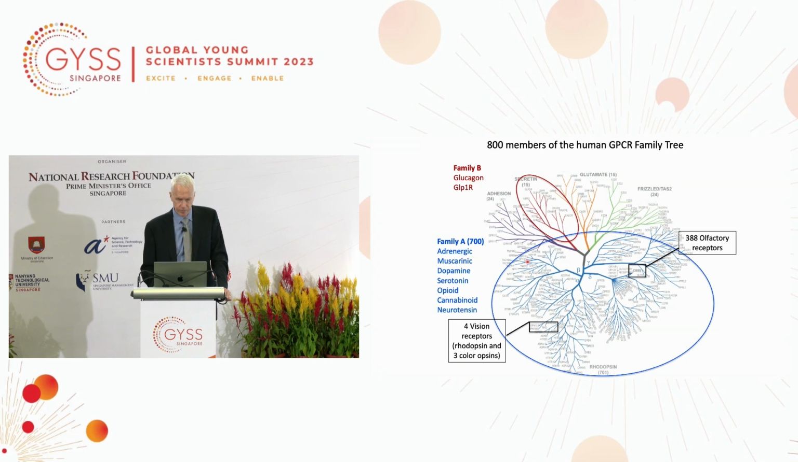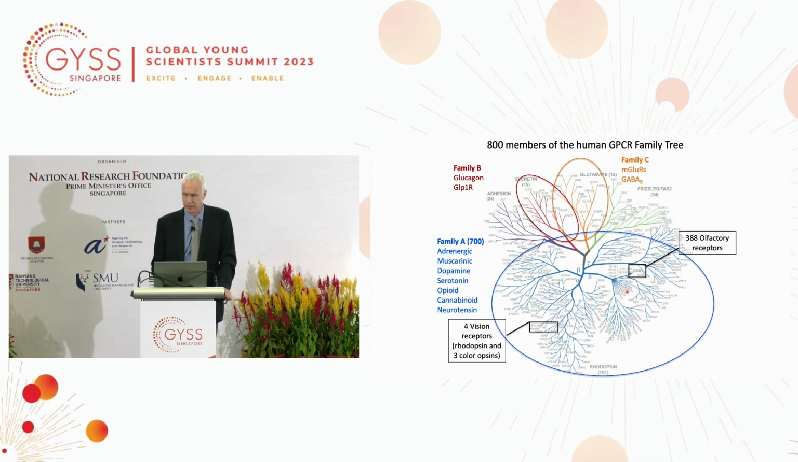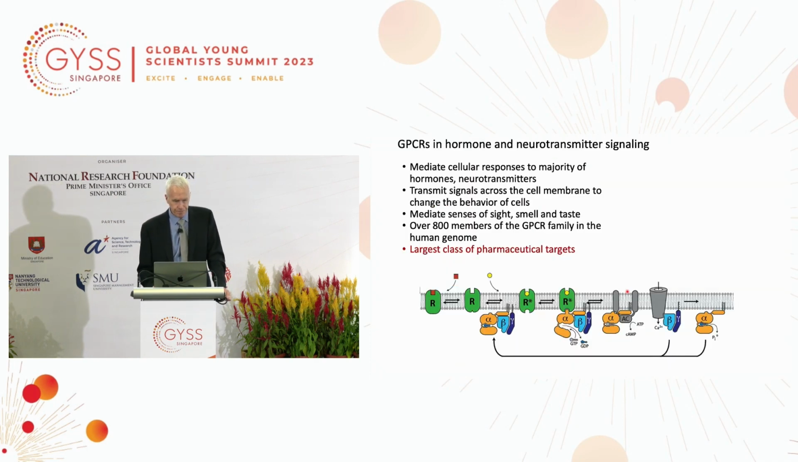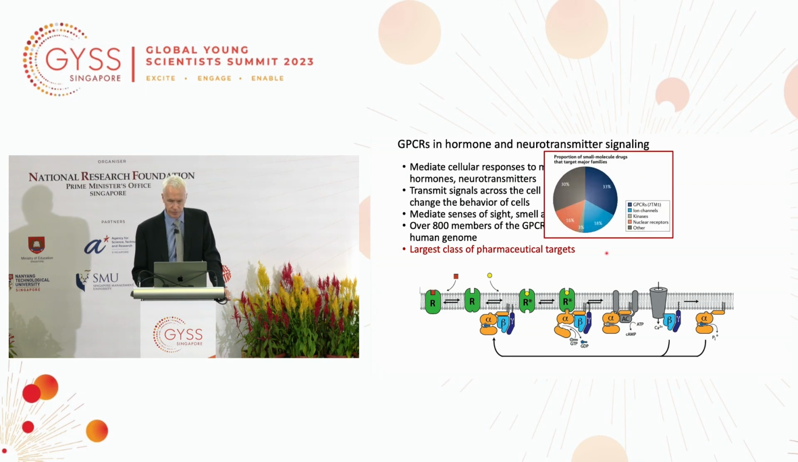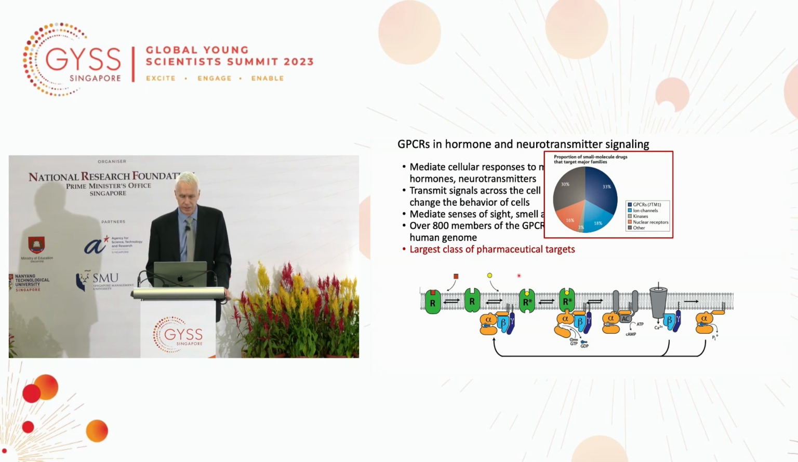My lab also works on some what we call family B and family C, but I'm only really going to focus our efforts on trying to understand family A. Because they're so important in detecting hormones and neurotransmitters, they have become the single largest class of pharmaceutical targets. And for this reason, we've been very interested in understanding how these proteins work in molecular detail. We want to know what they look like in 3 dimensions, how they engage their signaling proteins. And ultimately, this information can be used by the pharmaceutical industry to develop safer, more effective, more selective drugs.